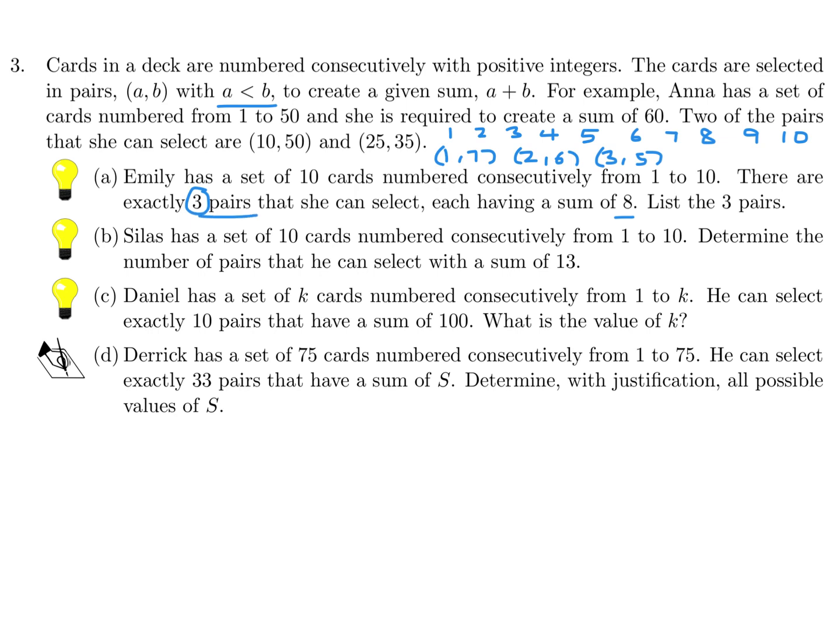Silas has a set of 10 cards numbered from 1 to 10. He can pick pairs that have a sum of 13. Okay, so determine those. The same list here that we have up here, but now we have to add up to 13. So 1 and 10, that doesn't work.